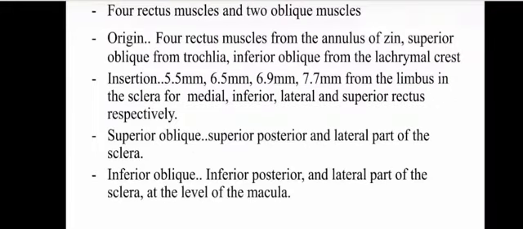Extraocular muscles: there are 4 recti muscles and 2 oblique muscles. Their origin is from the annulus of Zinn for the recti muscles, the superior oblique from the trochlea, and the inferior oblique from the lacrimal crest. Their insertion is 5.5 to 6.5 mm, 6.9 mm, 7.7 mm from the limbus in the sclera for the medial, inferior, lateral and superior rectus respectively. The superior oblique inserts into the superior, posterior and lateral part of the sclera. The inferior oblique inserts into the inferior, posterior and lateral part of the sclera at the level of the macula.